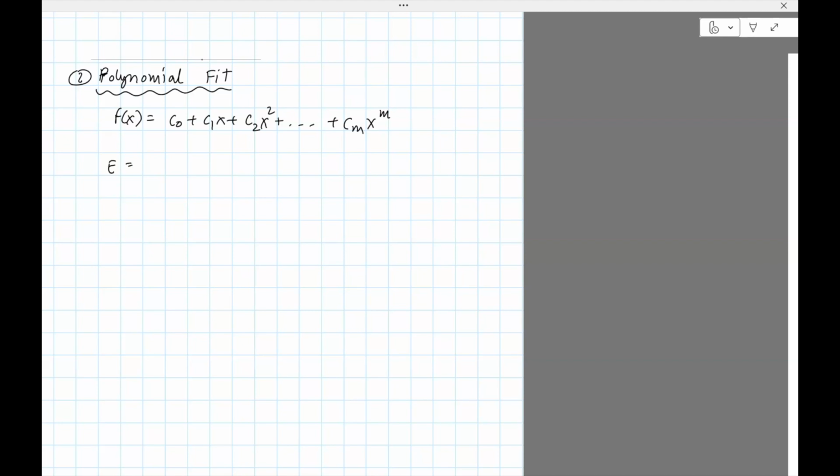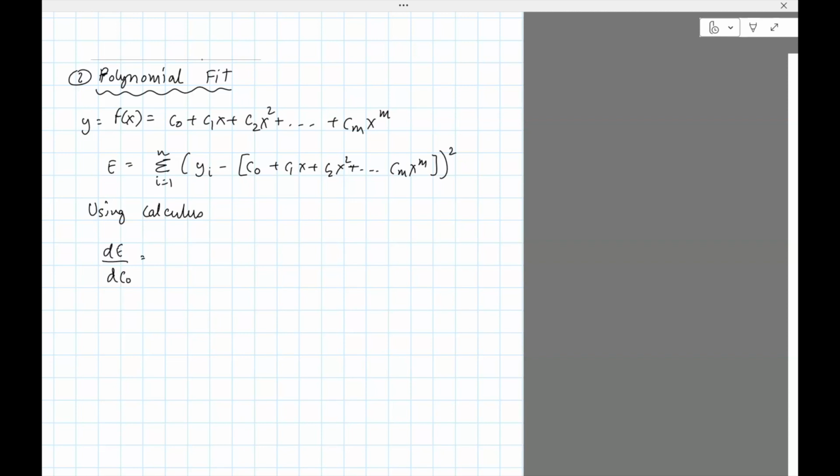We then create the error term, which is going to be the summation i equals 1 to n. Let's call this y. y_i minus c0 minus c1 x plus c2 x squared, and so on. So then use calculus. Here we need to minimize e with respect to the parameters. The free parameters are c0, c1, and so on.